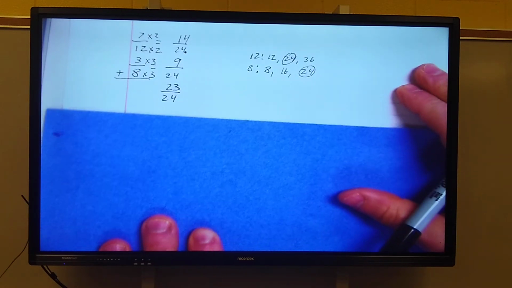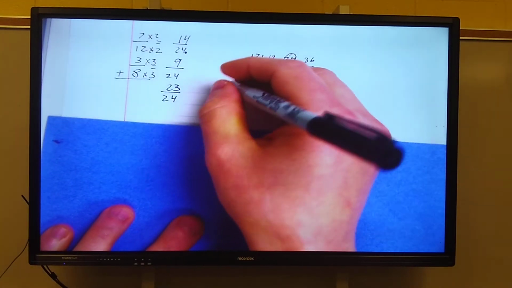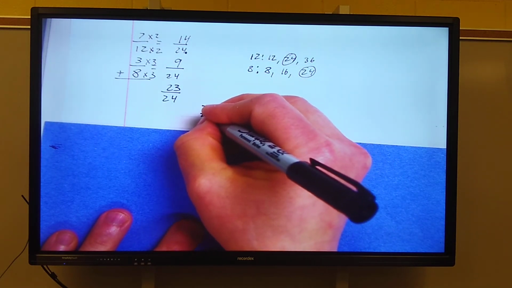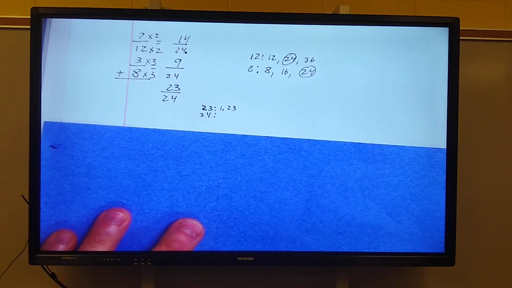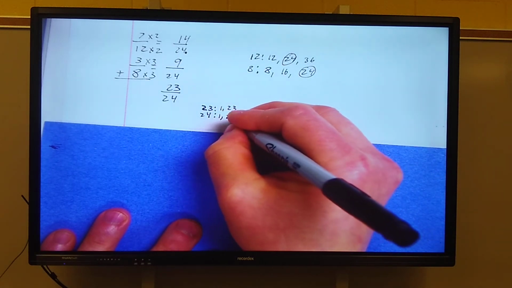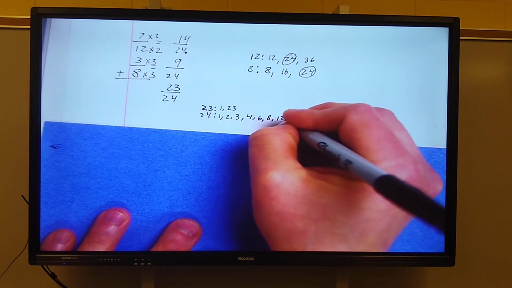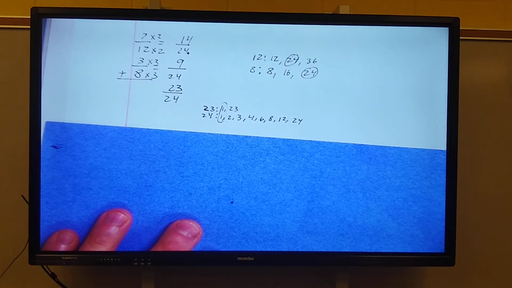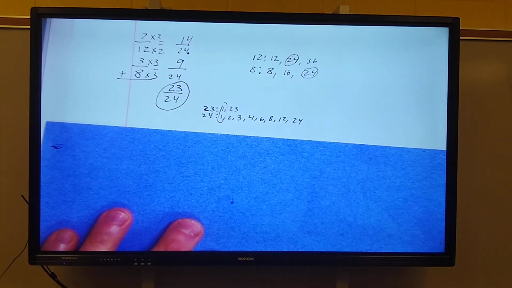I must ask myself, is this an improper fraction? No, it is not. Now I must ask myself, is it in simplest form? Well, let's find out. Let's find the factors of 23 and 24. The factors of 23 are simply 1 and 23. The factors of 24 are 1, 2, 3, 4, 6, 8, 12, 24. They only have 1 as a common factor. That means it is in simplest form. Your answer is 23/24.